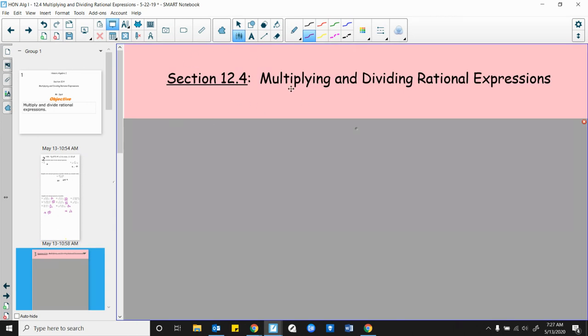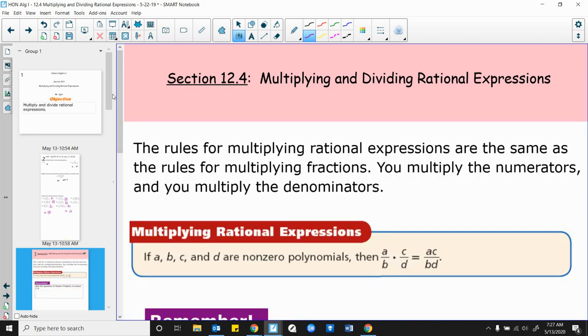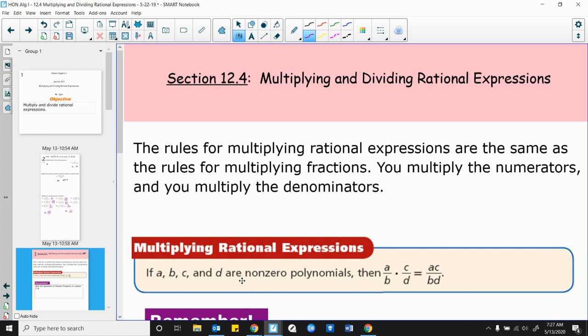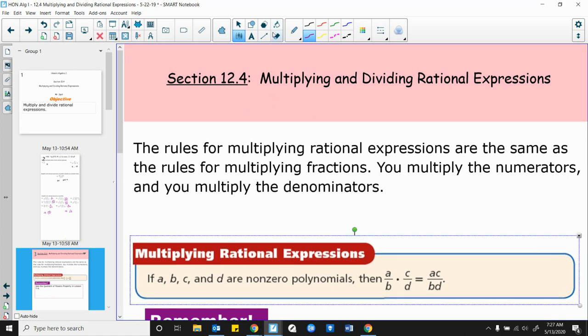Okay, so section 12.4, we did adding and subtracting on Monday, and today for the second section, we're going to do multiplying and dividing rational expressions. A couple interesting notes here. First, again, the guided notes are on there for you to use if you want them.